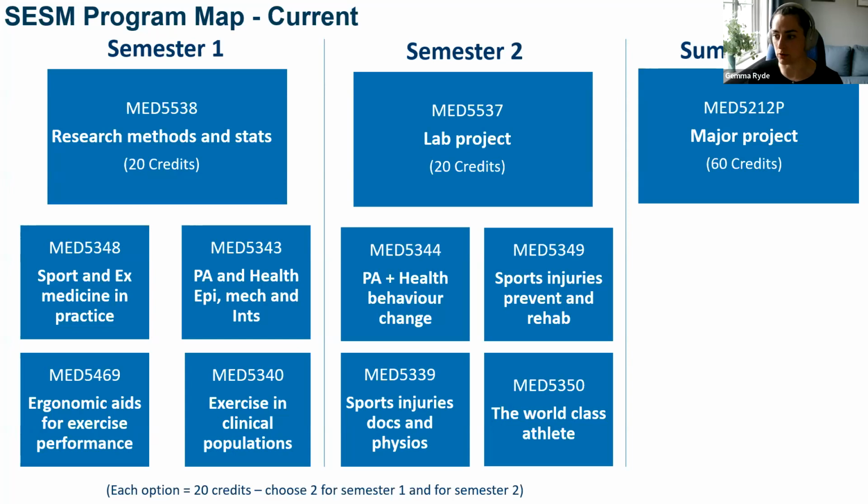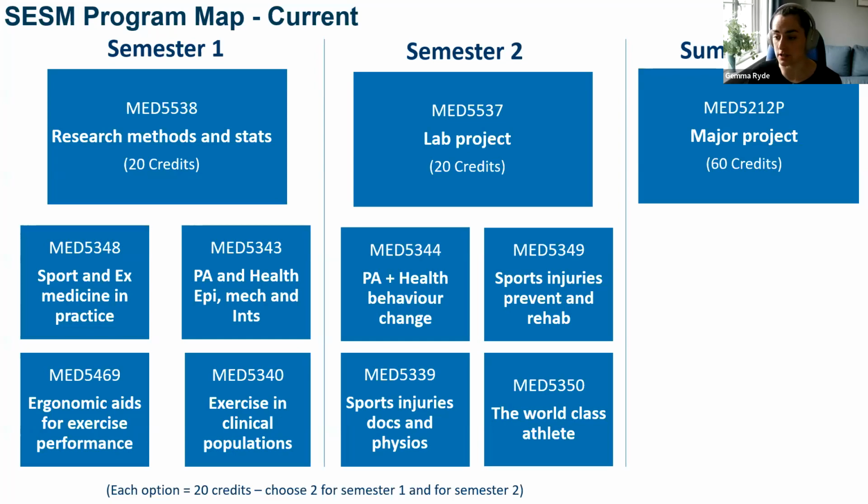We'll also talk to you about the options and how the course is going to look for you as it goes ahead. As you can see in semester 1, the ones at the top in the big boxes are the compulsory ones. The first compulsory one you'll do, worth 20 credits, is research methods and statistics, which gives you a really nice base in the statistics and research methods you're going to need to conduct really good research projects in this area.